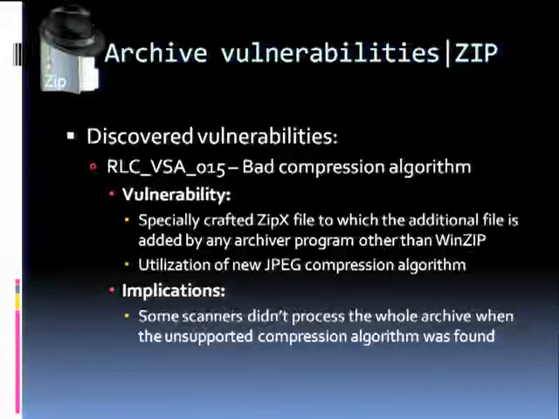Between the new file format and the old one, it's only the compression algorithms that have changed. So when the antivirus software was scanning this, it looked at the first file, saw a compression algorithm it doesn't support, and just skipped over the whole archive.